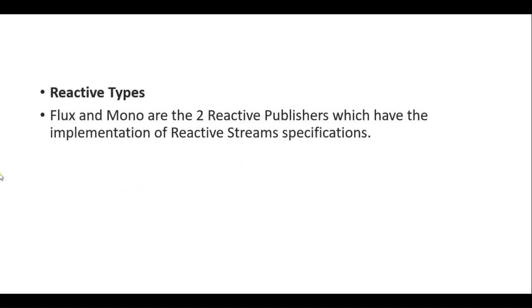So what are the reactive types we have? We have shown that there are four interfaces, but the fourth one is not covered here, and it is not very much required in our scenario. Reactive types like Flux and Mono are the two reactive publishers which have the implementation of the reactive stream specification. We will now learn these two publishers to understand what functionality we are going to use, and by which we will complete our project.